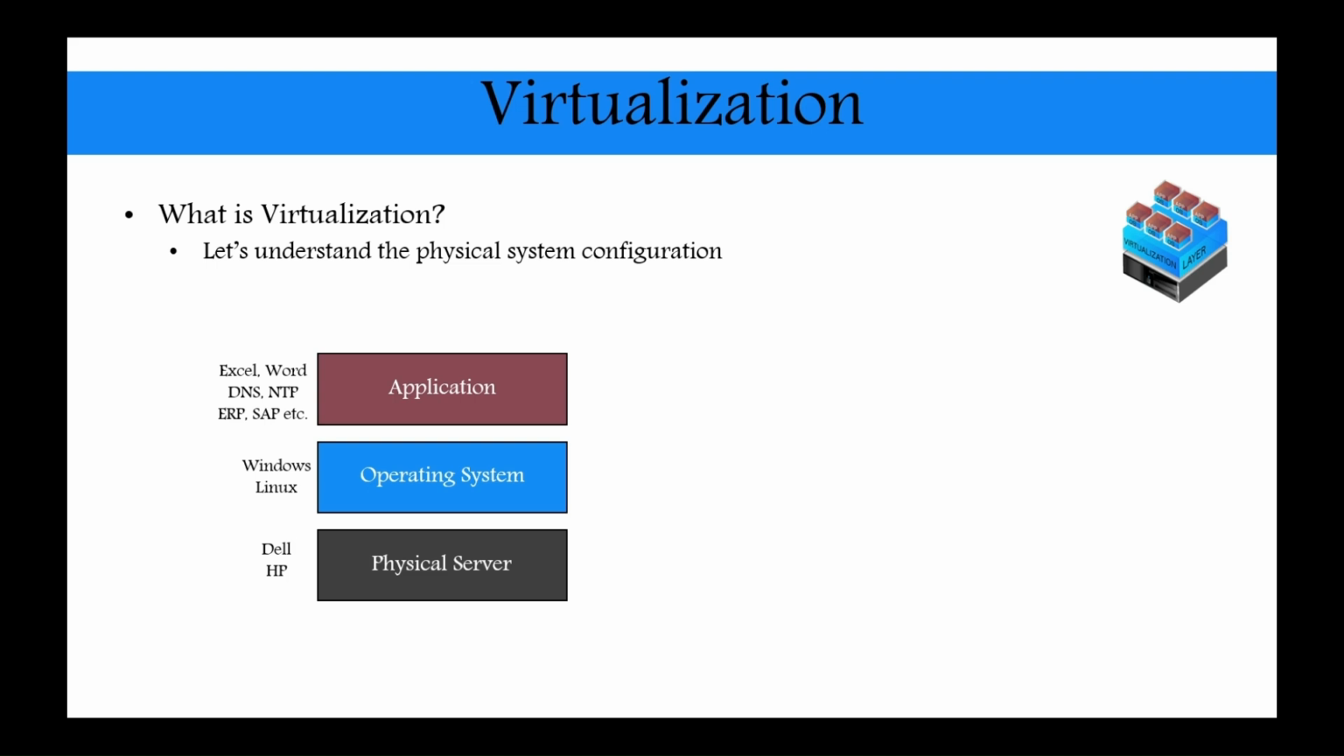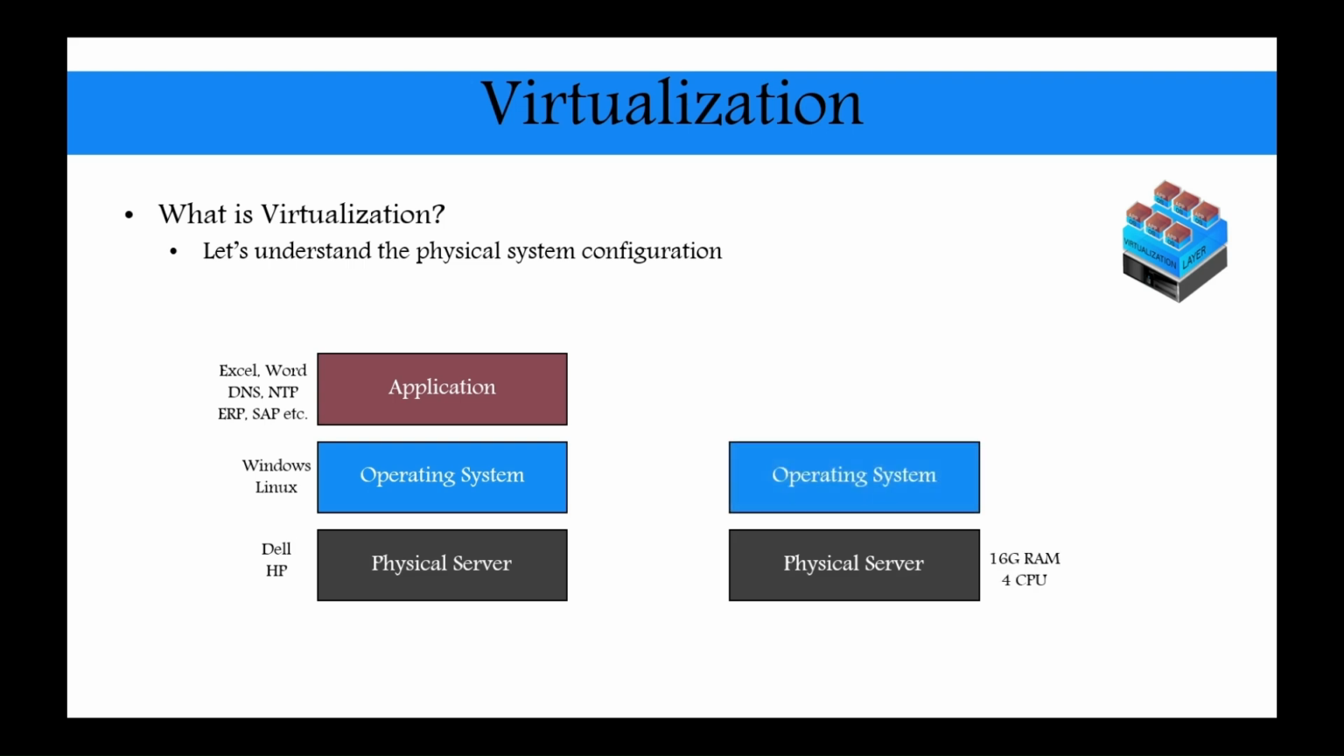So this is how you see, in a regular world, how the layout works. Now, what's the problem with this? The problem is you have a physical server. The physical server has 16 gig of RAM and 4 CPU. And then you install an operating system on top of it. The operating system only needs 4 gig of RAM and 2 CPU to run.